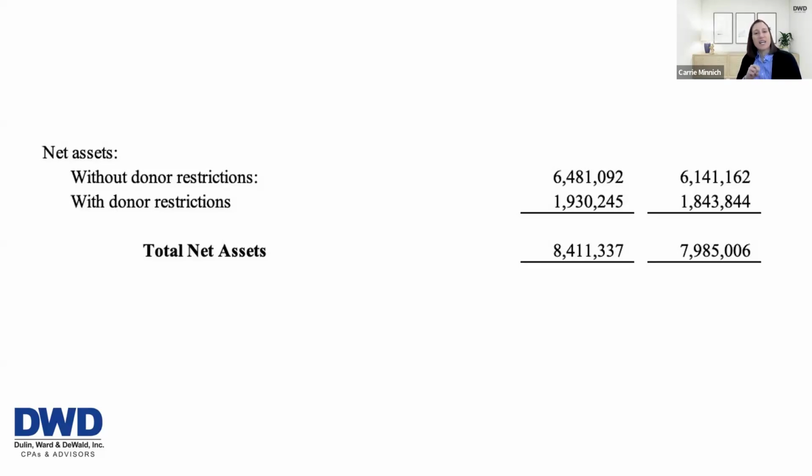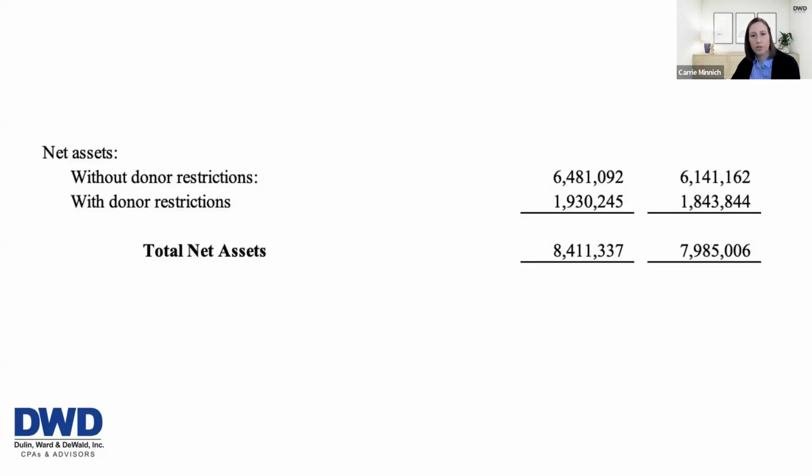And we really like that number to be more than with donor restrictions, because again, I said that the without donor restrictions can be used for operations to pay for our daily expenses, which we have to pay for, versus our donor restrictions that are specific purposes.